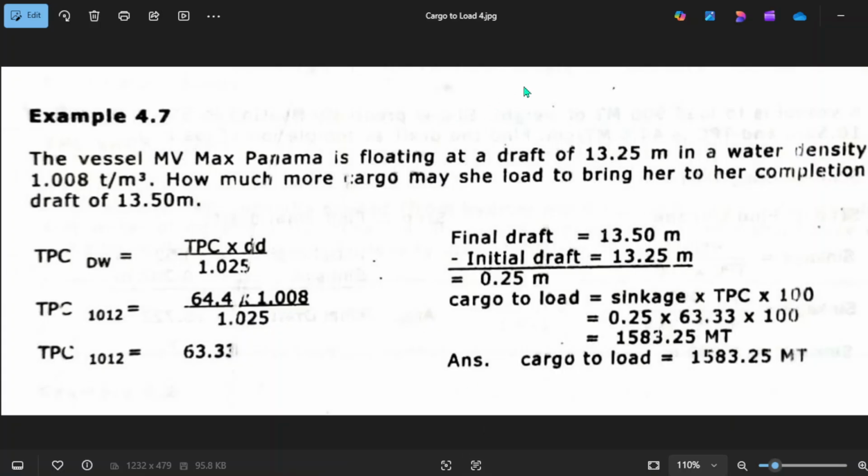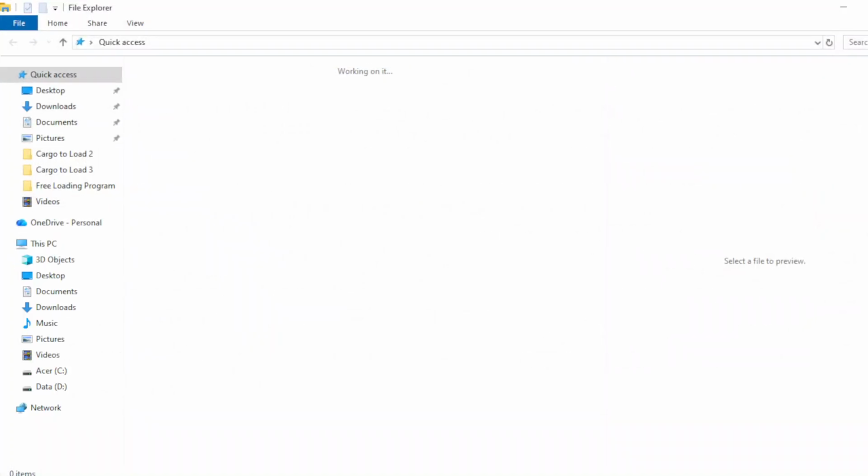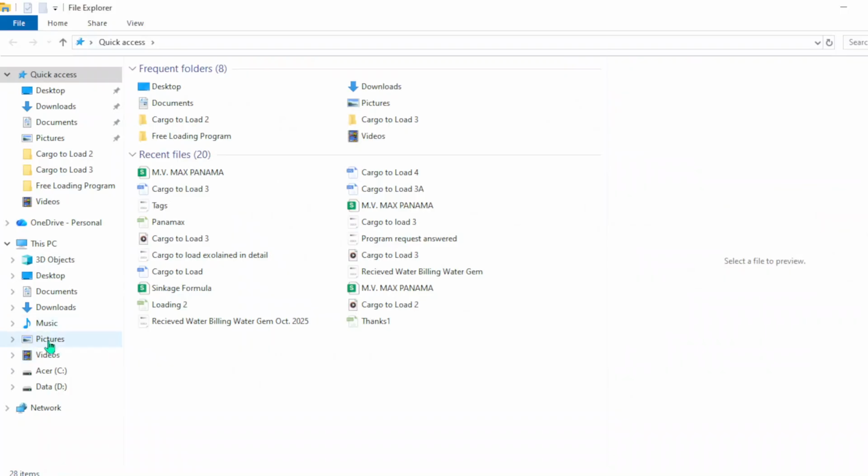This is the problem. The last one was example 4.6, and this one is 4.7. So the vessel MV Panama is floating at a draft of 13.25. So meaning, again, I'll explain to you again so you will have an idea. Just please bear with me.